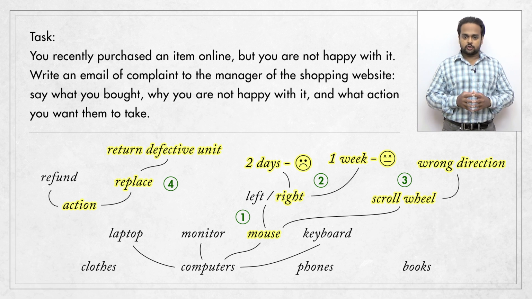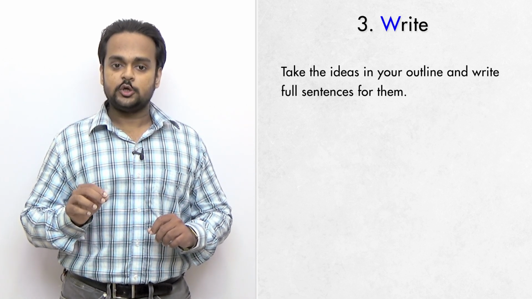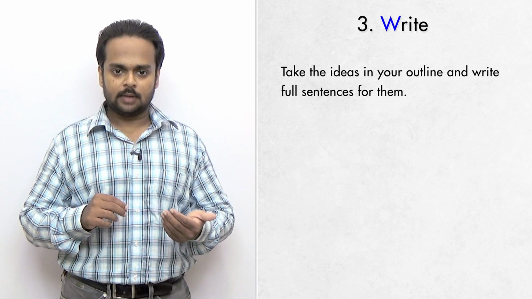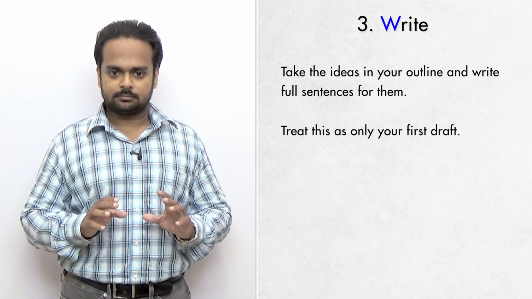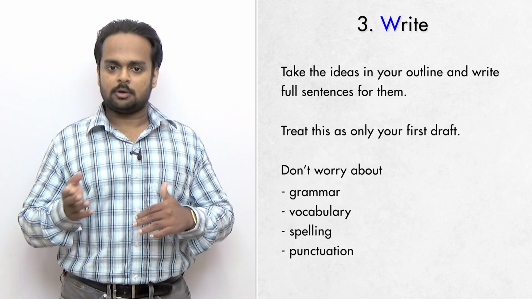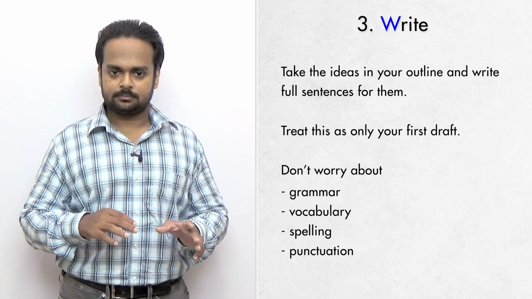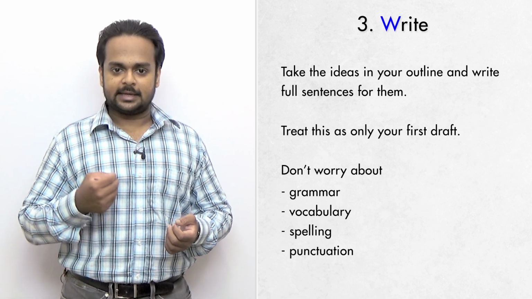A good outline should have all the ideas that you need, and it should be well organized. I think this is a pretty good outline, so with this, we move on to stage 3, write. This is where you're actually going to put pen to paper. That is, you're going to take the ideas in your outline and write full sentences for them. Treat this as only your first draft. That means just focus on writing full sentences without worrying too much about grammar, vocabulary, spelling, or punctuation. Just go with the flow and write some sentences. You can come back and correct the mistakes later.